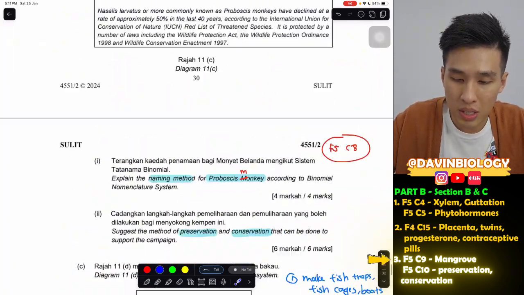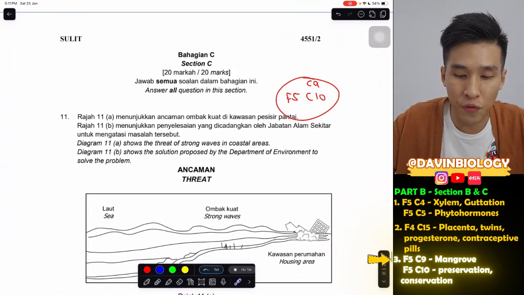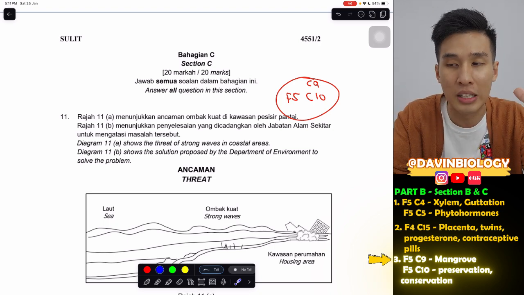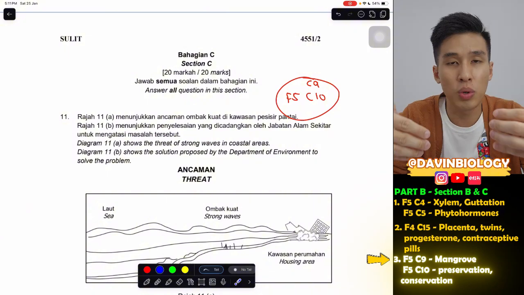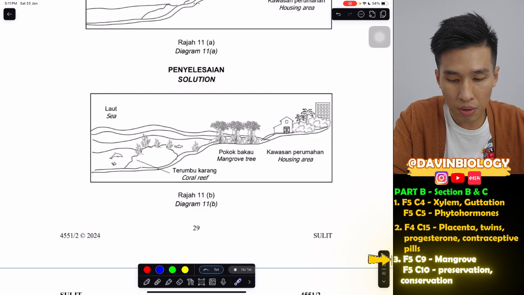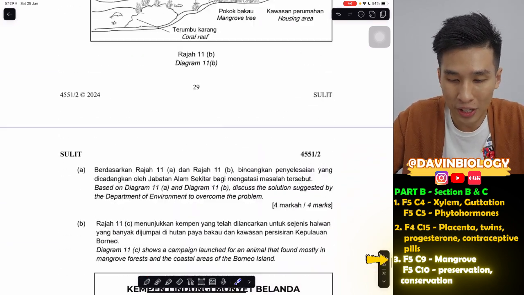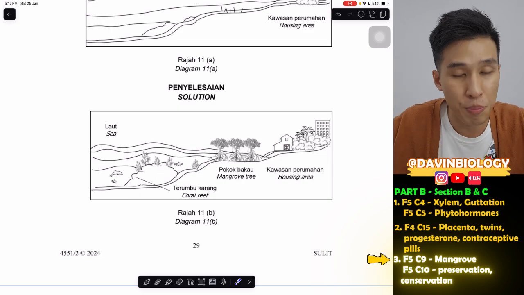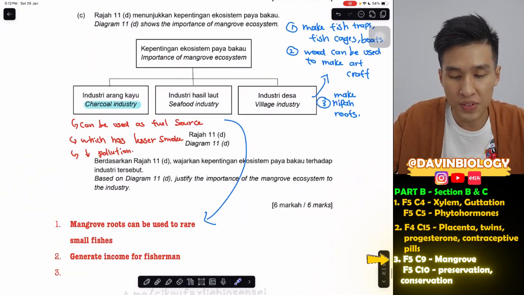Okay, so these are things they can ask from chapter 10, the mangrove part. I think for mangrove you need to study a bit, besides colonization and succession. So what are the benefits of mangrove? Study this one a bit. Like we did a few examples already: mangrove can give protection from tsunami or wind, it can reduce them, and we can use it to make a lot of stuff as well.